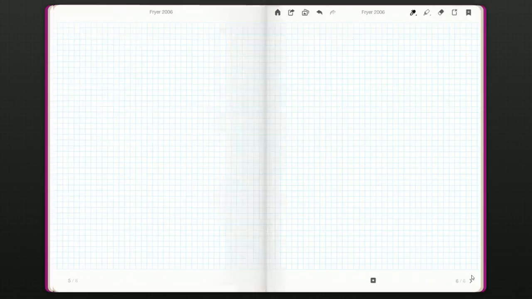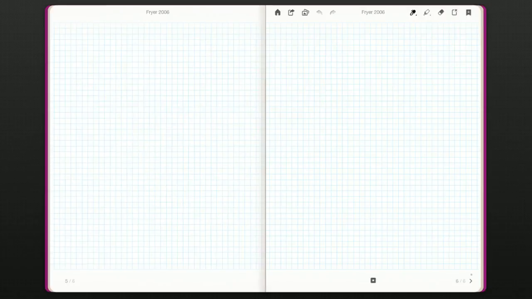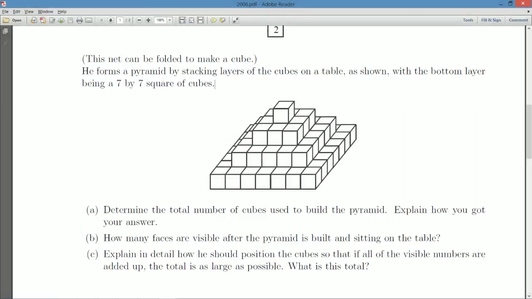Now there's more to this question, so let's get ourselves another piece of paper and take a look at B part. How many faces are visible after the pyramid is built and sitting on the table? Okay. So you notice here this top cube, even though we can't see it because it's a 2D image, everything except its bottom face is going to be visible.